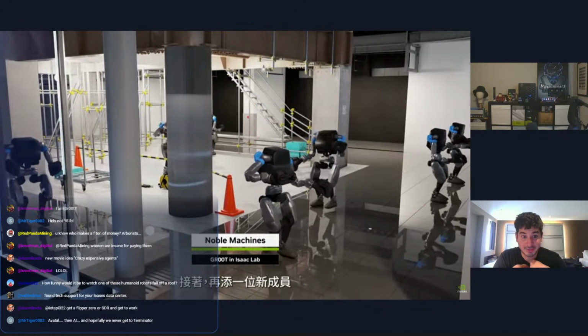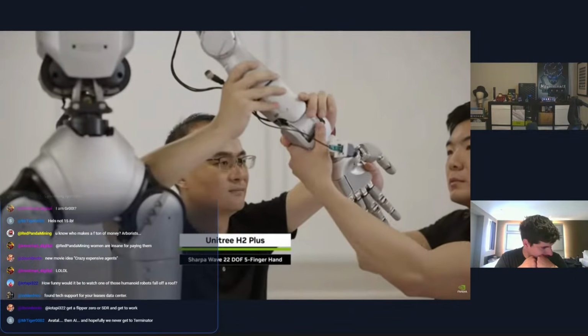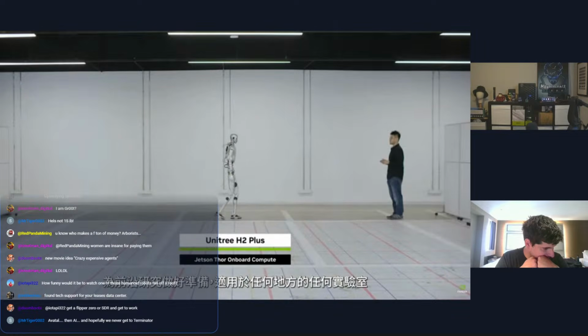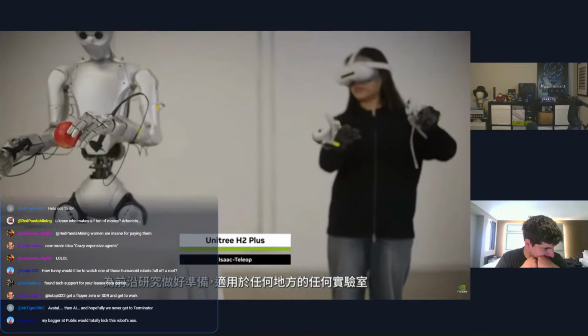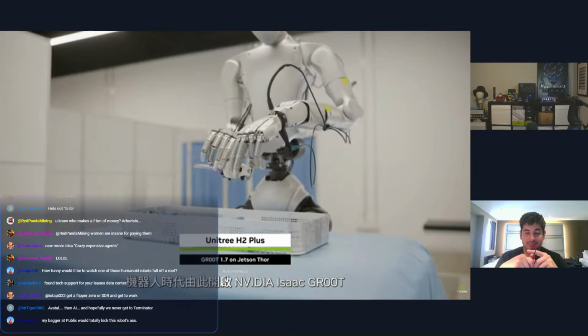And now, a new addition. Isaac GR00T reference design robots. Built on NVIDIA's open platform. Ready for frontier research, for any lab, anywhere. The age of robotics starts here. NVIDIA Isaac GR00T.